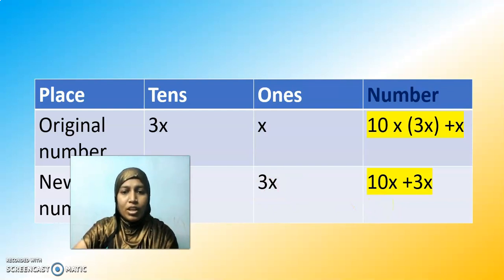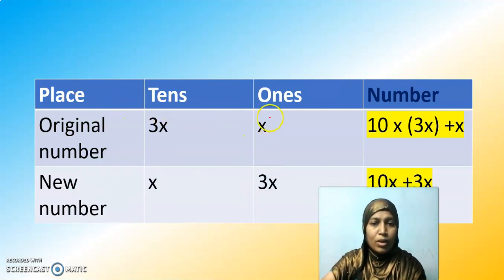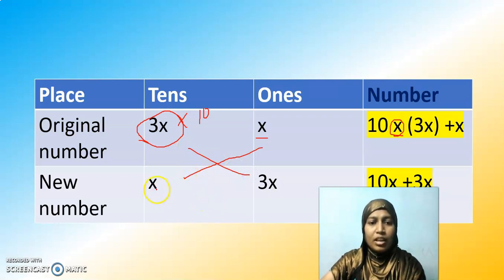So again I am going into that table format. That ones place I consider as x. The tens place I consider as 3x because they said 3 times. So 3x. And if I write the number now, I have to multiply 3x with 10. See, here in the computer x and into look the same. So understand this is into. 10 into 3x. This is variable. Plus this is variable x. And now if I interchange ones place and tens place, it becomes 10 into x and plus 3x. 10 into x is 10x plus 3x.